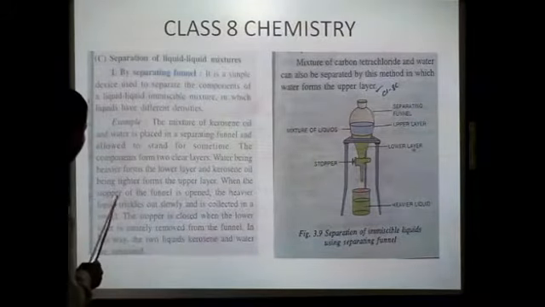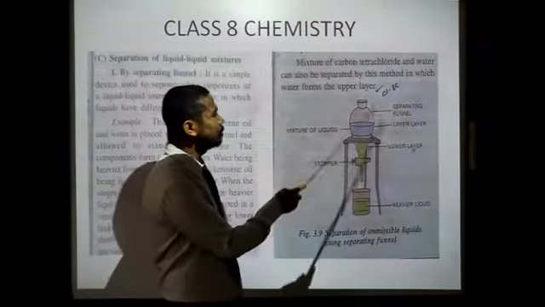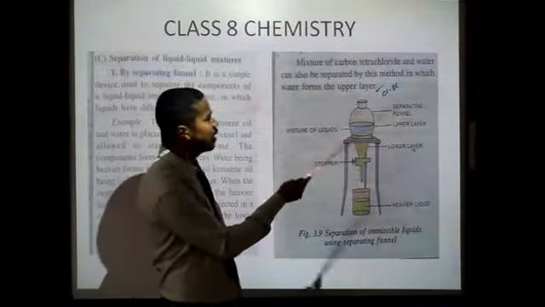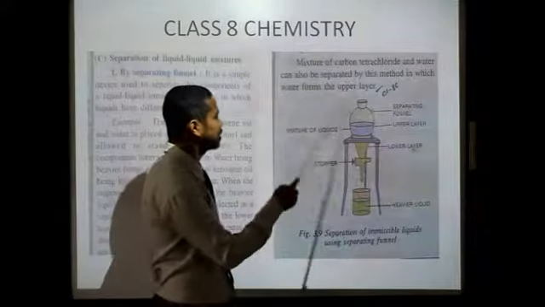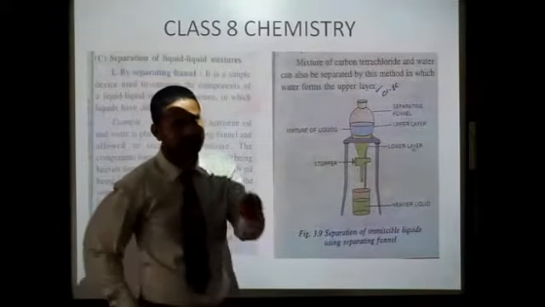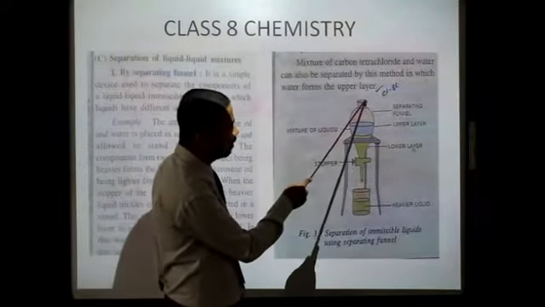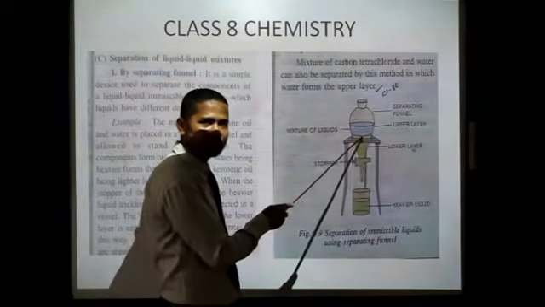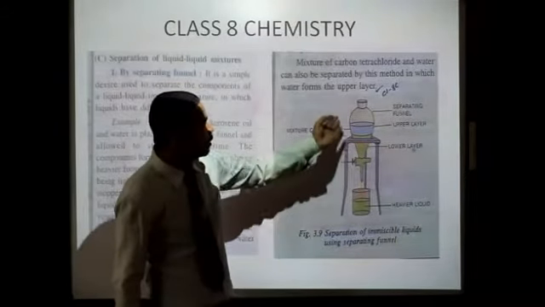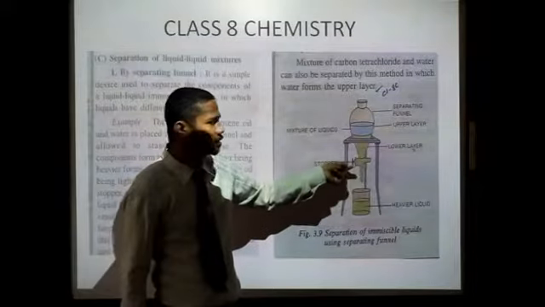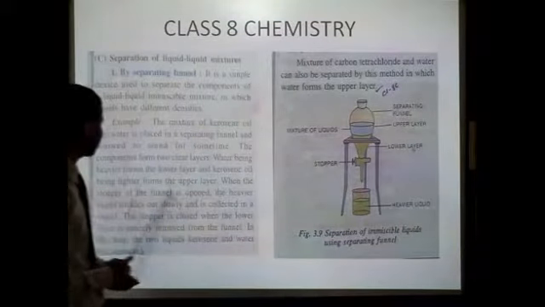Here is the stopper. First of all, you put the mixture in through this. You can use another funnel also, so that the drops do not splash out. You can take a funnel so that all the mixture goes into this separating funnel. And then this is the stopper. As soon as you put the mixture in, don't open this stopper, otherwise you cannot separate the mixture. Just keep it standing for a while.